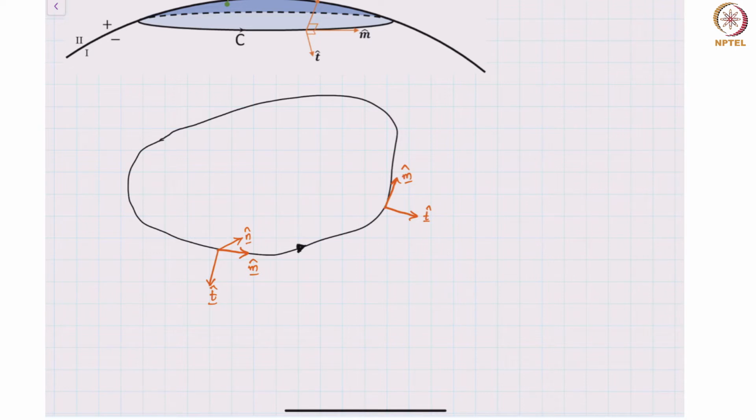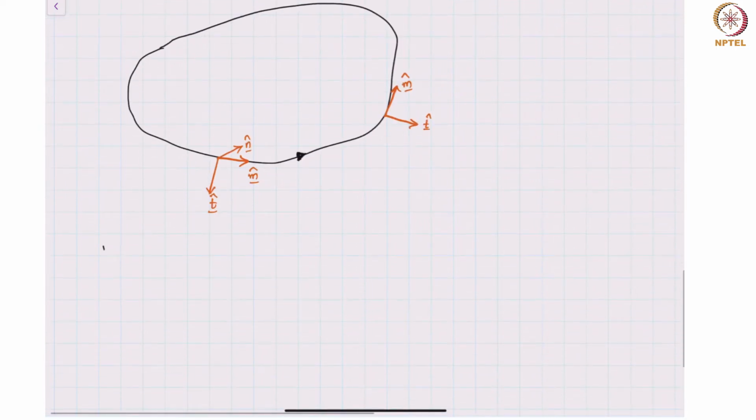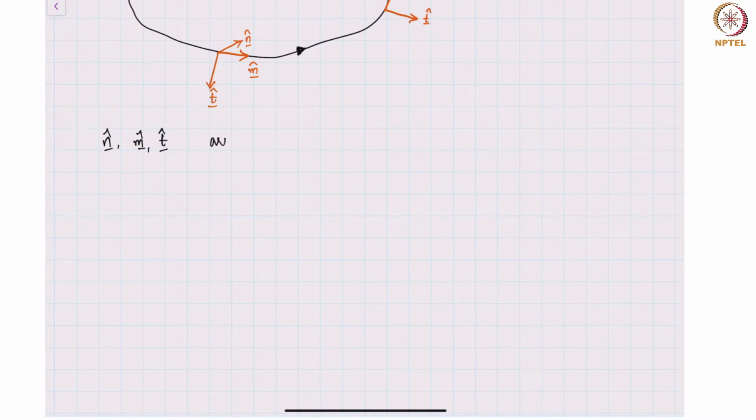So some useful identities. Since N hat, M hat, T hat are mutually orthogonal to each other, an orthogonal set of unit vectors, we have N cross M is minus T. That's the first relation between these three unit vectors that I have.